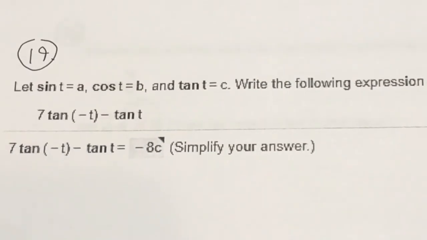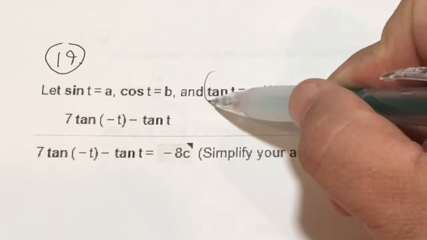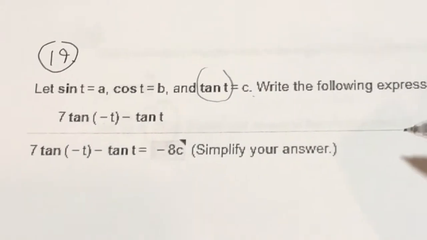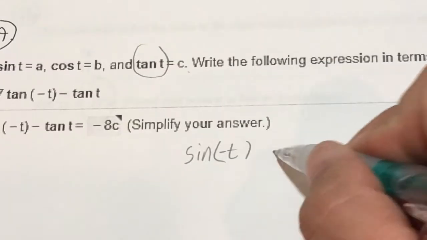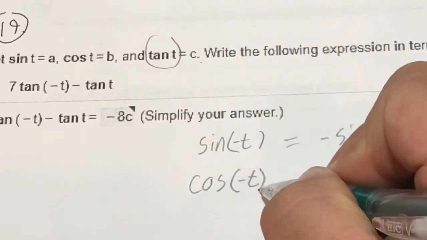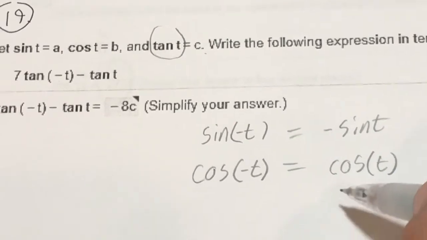This is a substitution problem. We want to write it in terms of A, B, and C. So not that big of a deal. It says tangent t equals c. So it gives me tangent of negative t. And what we have to remember are what's called the even odd functions. So sine of something negative is going to equal negative sine of that item. Cosine of something negative kicks it out as just cosine of that same item. It doesn't turn it negative.